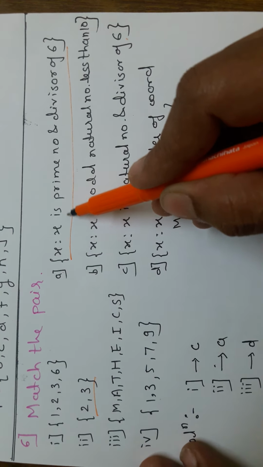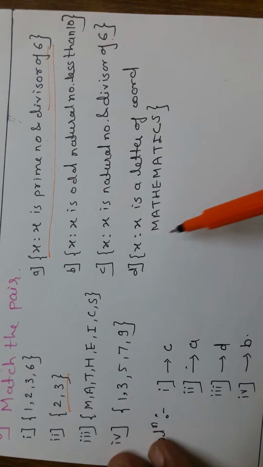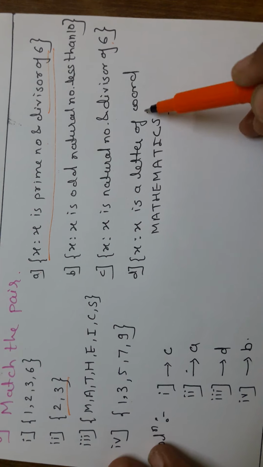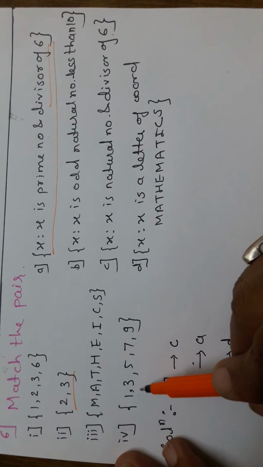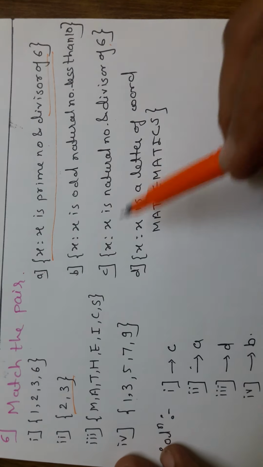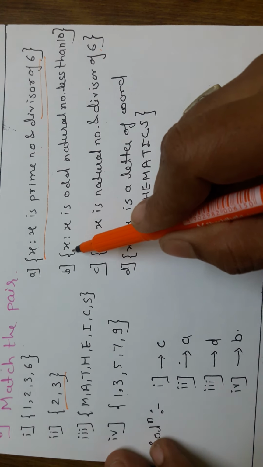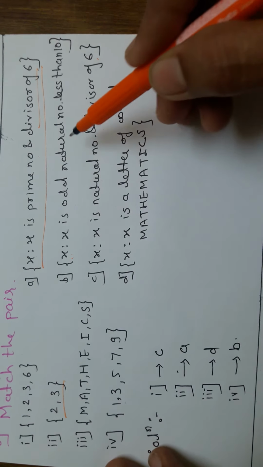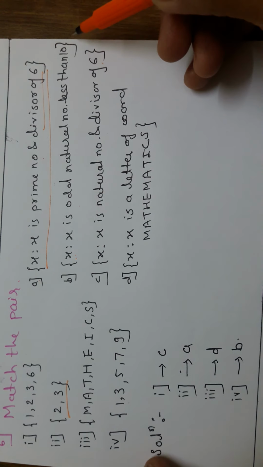Mathematics, that is M, A, T, H, E, I, C, S, that is x such that x is a letter of the word mathematics. And 1, 3, 5, 7, 9 is matched with this set, set of all x such that x is an odd natural number less than 10.